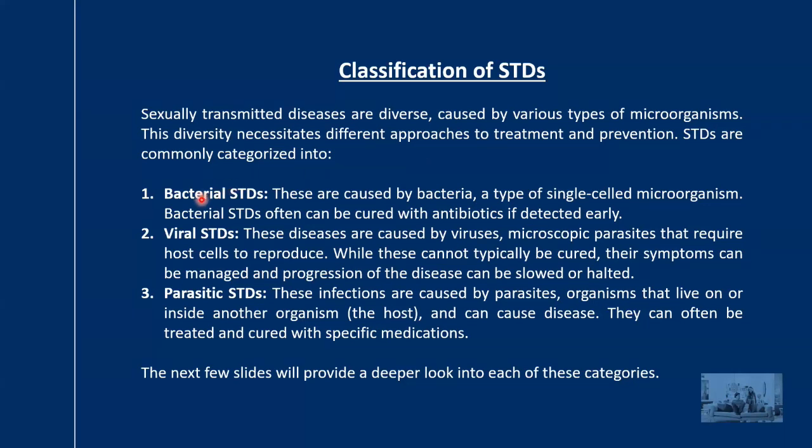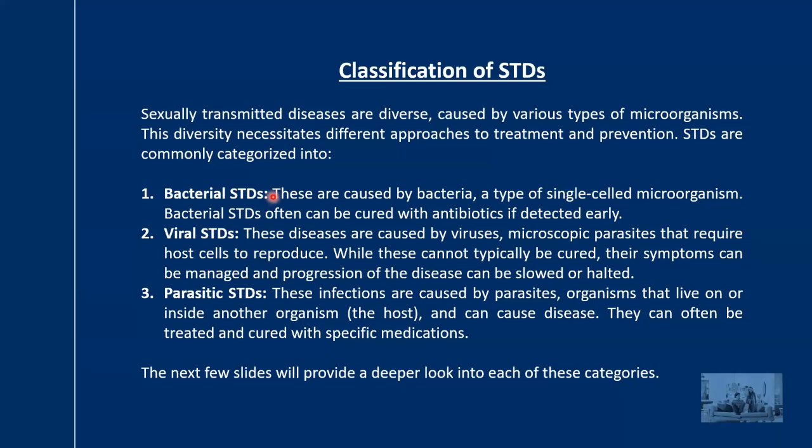First one is bacterial STDs. Number two is viral STDs. Number three is parasitic STDs. These three are in descending order. Bacterial STDs are very common, followed by viral STDs. Among viral STDs, HIV is the most common, and then it is followed by the parasitic STDs.